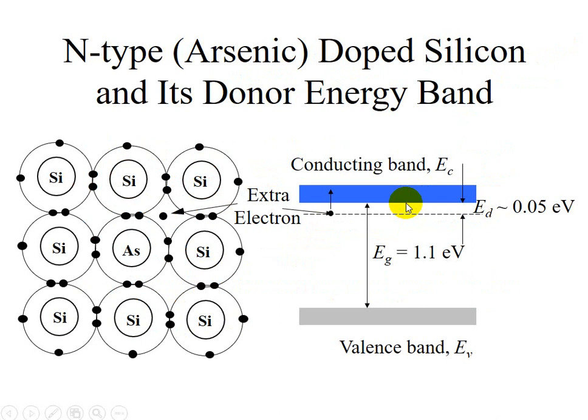Okay, next we'll discuss what an N-type semiconductor is and what an N-type dopant is. As we mentioned, for silicon, it needs to have a covalent bond between 4 electrons from the outermost electron shell.